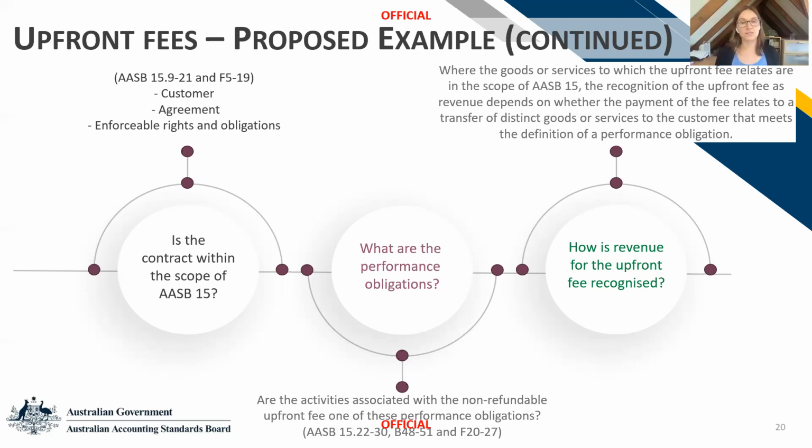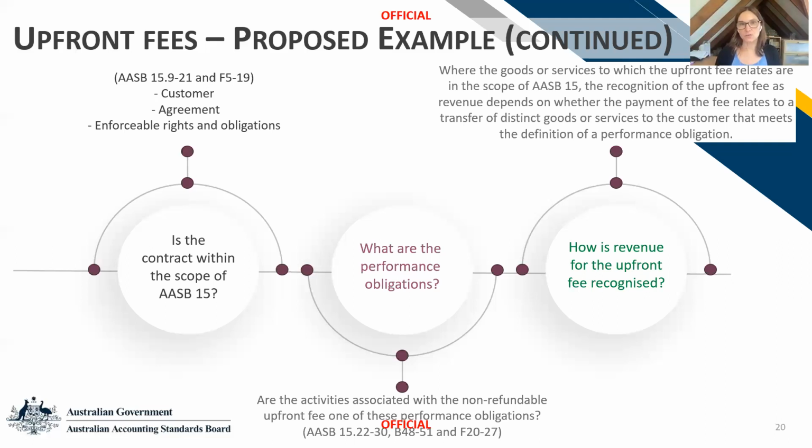If we are in AASB 15, which is where this is relevant, we then have to consider what are the performance obligations? What are we promising to do? And what was the upfront fee for? Was that for something that forms a separate performance obligation, or was it something that effectively forms part of the overall performance obligations, being access to services, for example? So can we separate out what we received when we paid for that upfront fee compared to the performance obligations?